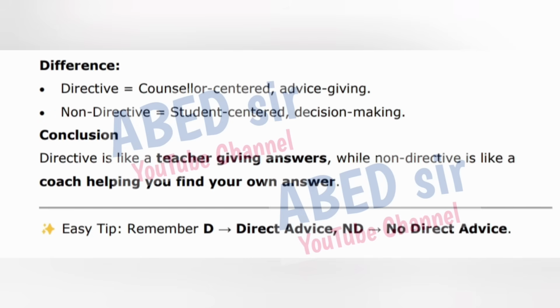Difference. Directive equals counselor-centered, advice-giving. Non-directive equals student-centered, decision-making. Conclusion. Directive is like a teacher giving answers, while non-directive is like a coach helping you find your own answer. Easy tip, remember D: direct advice, ND: no direct advice.